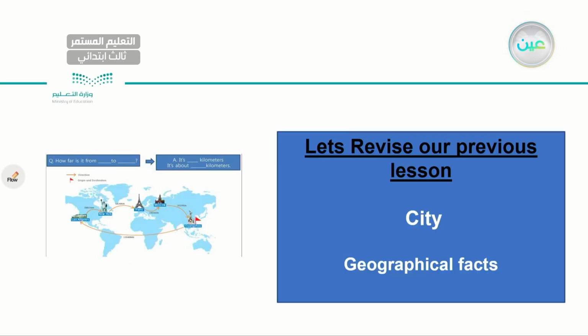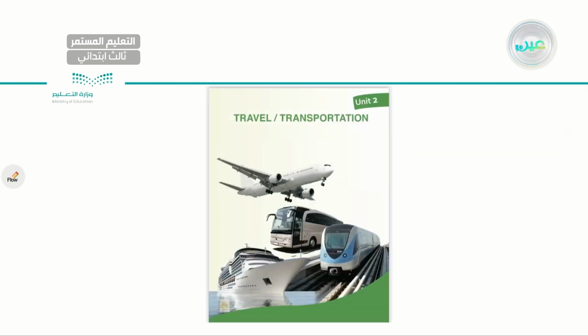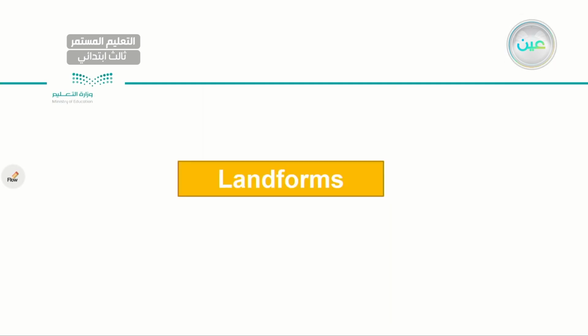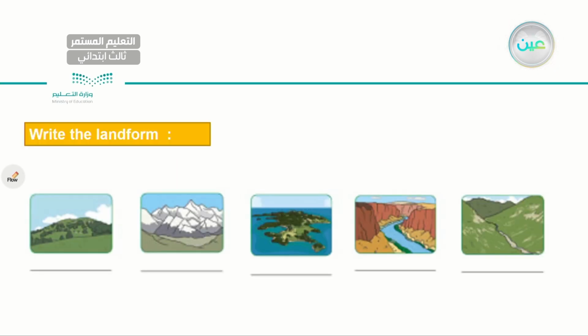So, in the previous lesson, my dear student, we talked about a very important city, Yanbu, okay? We discussed some geographical facts about Yanbu, why Yanbu is very important. Also, we discussed some geographical facts, okay? We introduced different landmarks. And as I remembered, I gave you a homework for the previous lesson. I asked you to do it, so let's check. This will be the cover of unit number 2, as you can see, travel and transportation. We discussed before the landforms, different kind of landforms. I gave you this one as a homework.